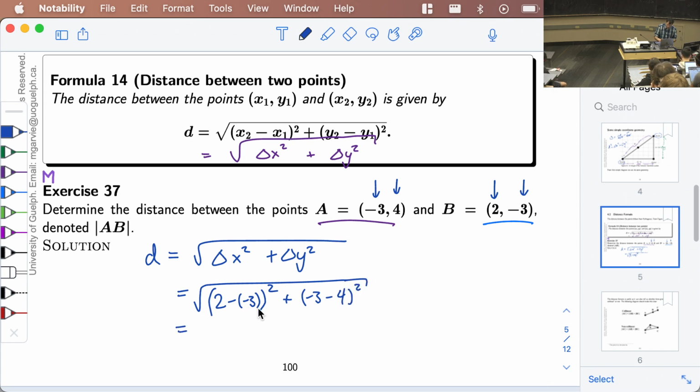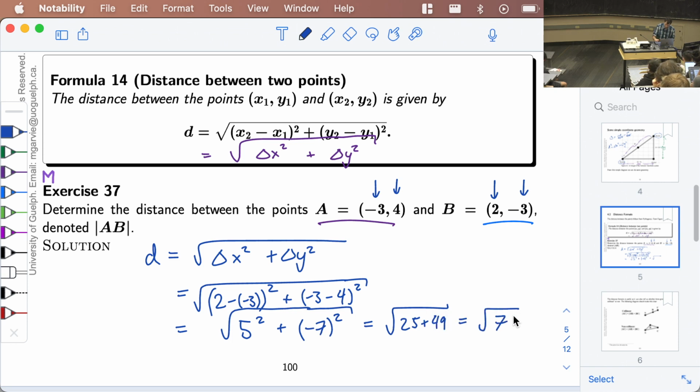So this is 2 minus minus 3 is 5 squared. Minus 3 minus 4 is technically negative 7 squared. If you leave off the minus sign, that's OK, because we're squaring it. In either case, you get the square root of 25 plus 49, which I think is the square root of 74, which was the answer somebody gave to the first question. So they probably did this question by accident.